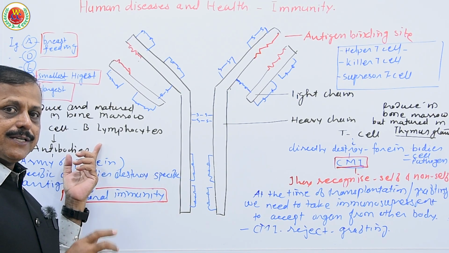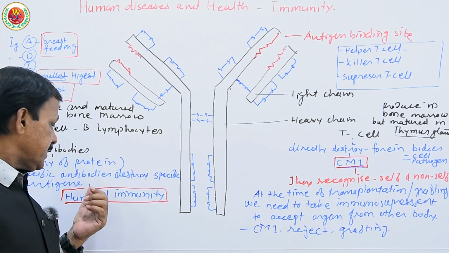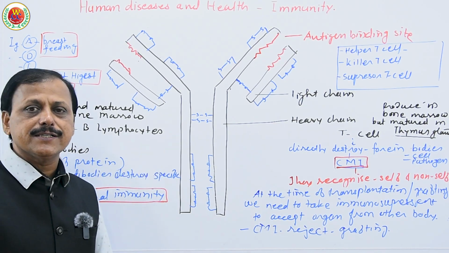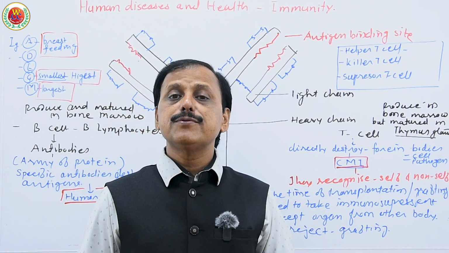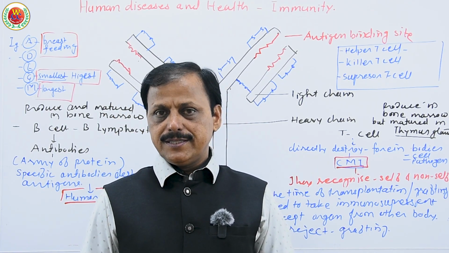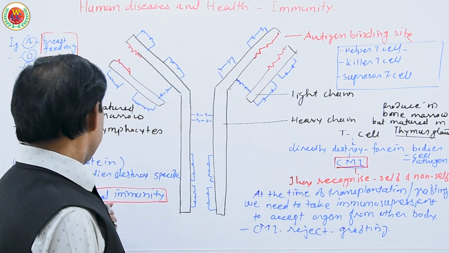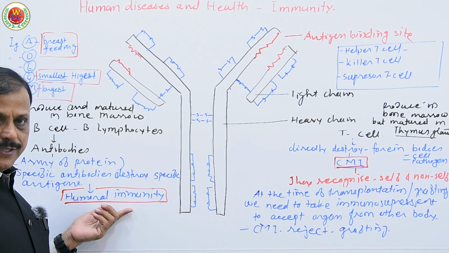It is an intensified response, also called the anamnestic response, as I have mentioned earlier. So that is called a vigorous response. So the second time we do not get the same disease. This immunity is called humoral immunity.